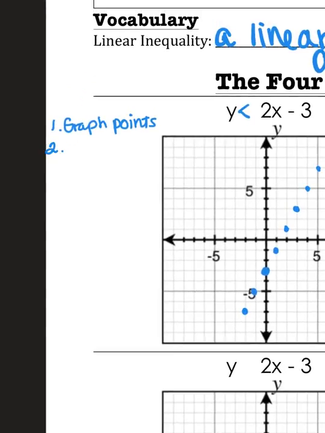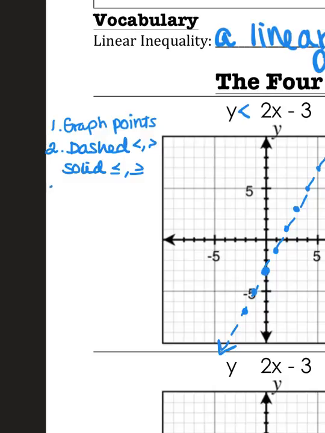Then you're going to decide if your line is dashed or solid. This is similar to having an open circle and a closed circle. So dashed is for less than or greater than, solid is for less than or equal to, greater than or equal to. So this line would be a dashed line. So I'm going to connect those dots with a dashed line. So there's my line. And now I just need to do the shading part. That's step number 3.